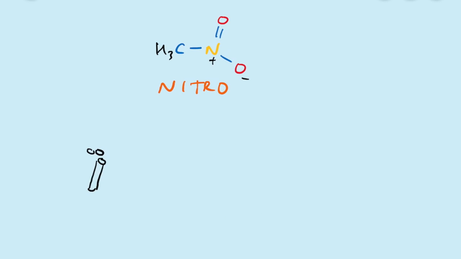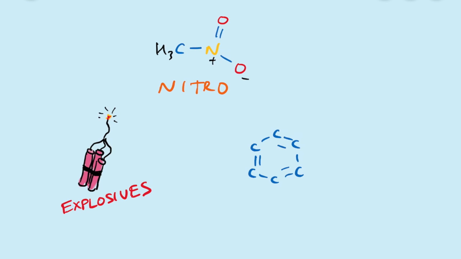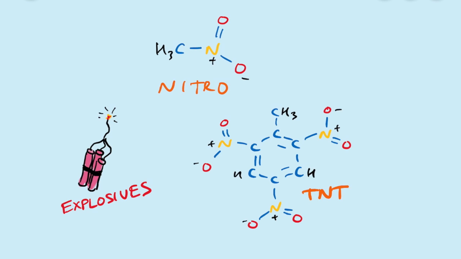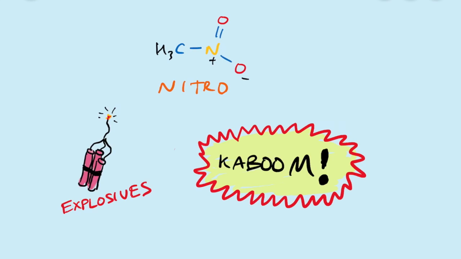Nitro groups are commonly found in explosives, the most popular example being TNT, or trinitrotoluene. These shock-sensitive molecules are devilishly hard to handle, and for this reason are rarely used anymore.